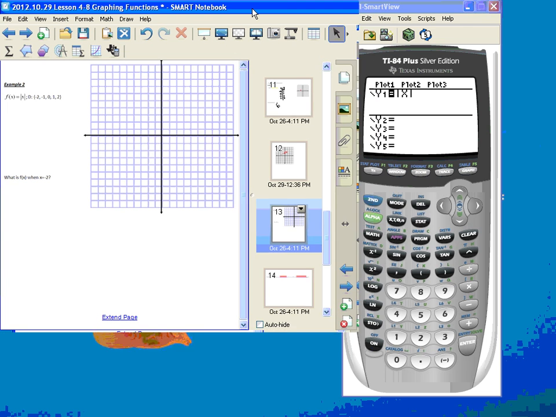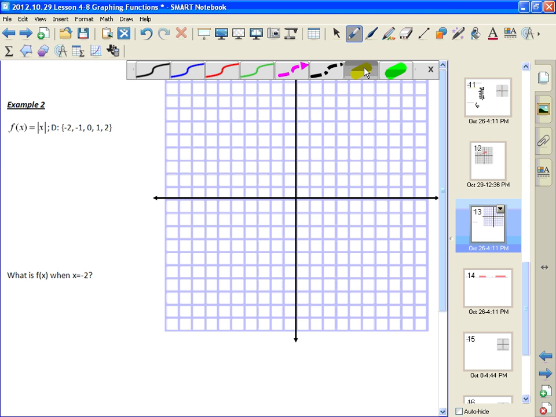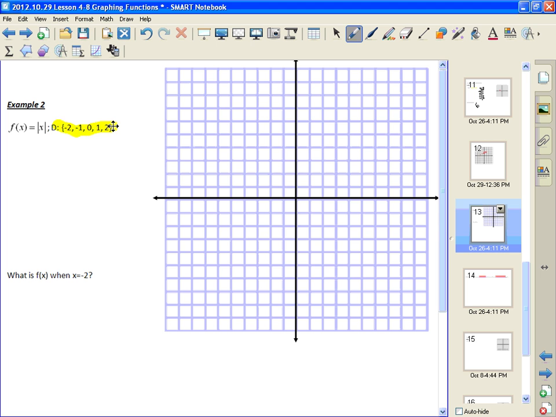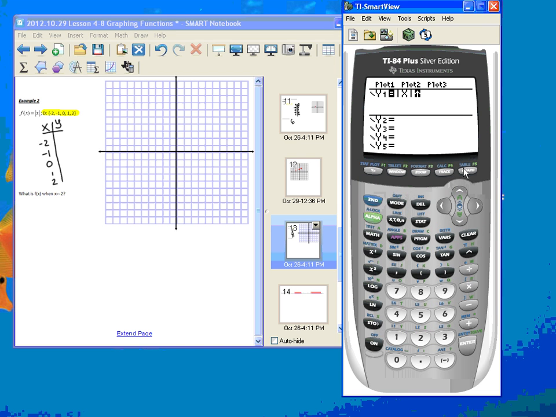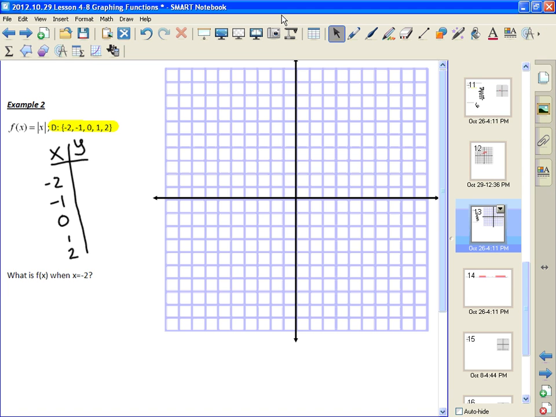On this one, we are given specific domain values. So here are our domain values. In our table, we still are going to do x and y, and we're given -2, -1, 0, 1, 2. Then when I go to my table in my calculator, I can see that when x is -2, y is +2. And when x is -1, what is the y value? 1.